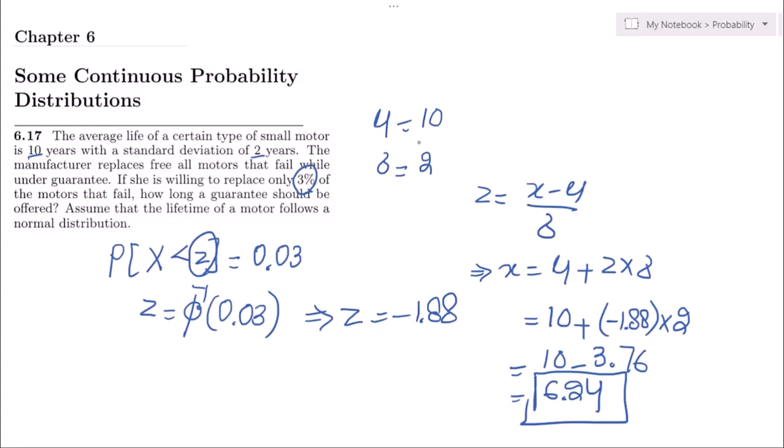And as these are all in years, therefore the answer is 6.24 years.